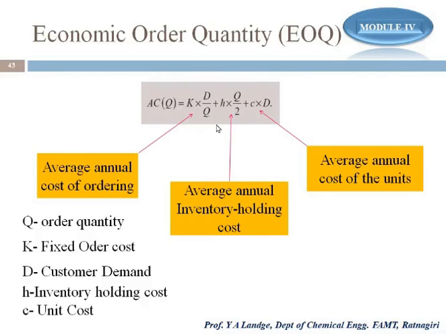What is the costing of that item that you are holding? Okay, and the average annual cost of the unit. What is the average annual cost of the unit which you are purchasing? Okay, so on that one we can find the average order.